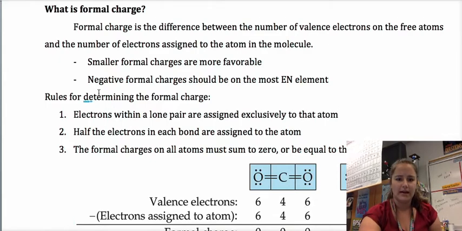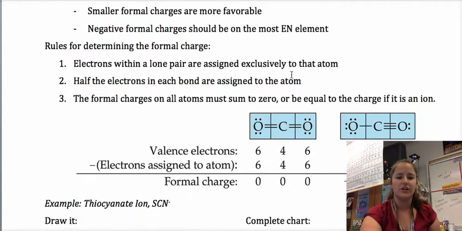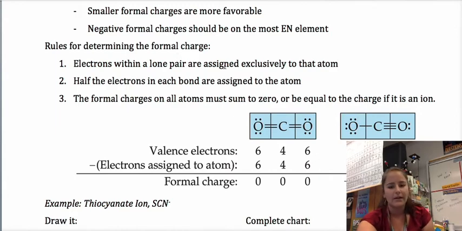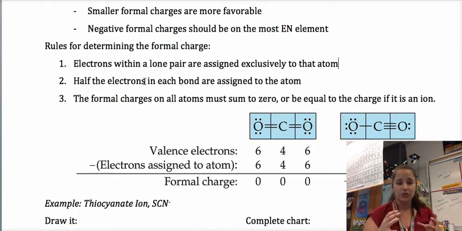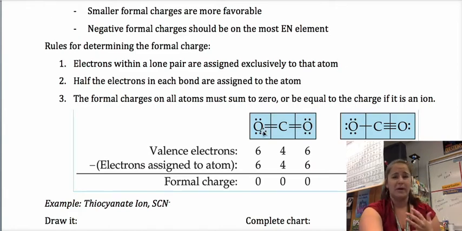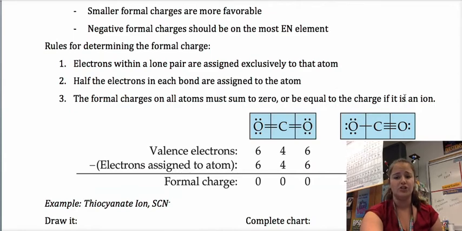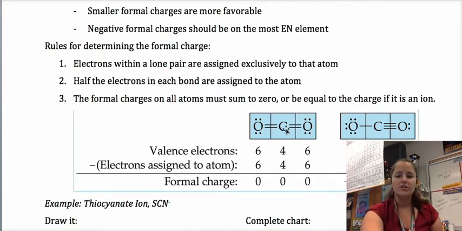So, let's go ahead. Oh, the rules for determining formal charge is that electrons within a lone pair, they just belong to that atom, okay? You count them. In each bond, you count one of the electrons as belonging to that atom. And the sum of the formal charges must be 0 if it's a neutral molecule, but if it's one of those polyatomic ions, the formal charge should be equal to the charge. So right here I have 2 possible structures for carbon dioxide. They each contain the right number of total valence electrons, but which one is correct and why?